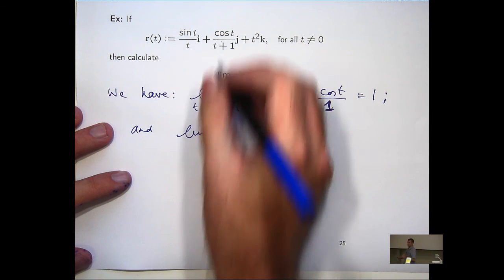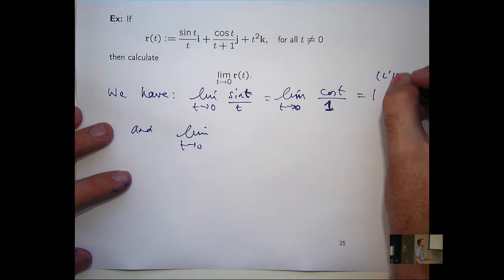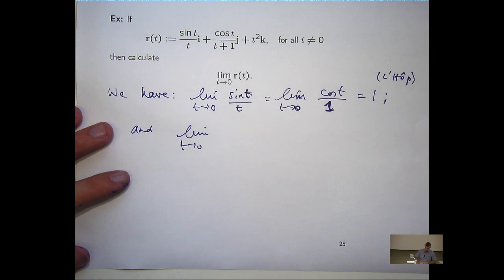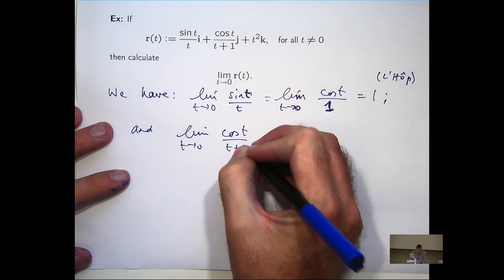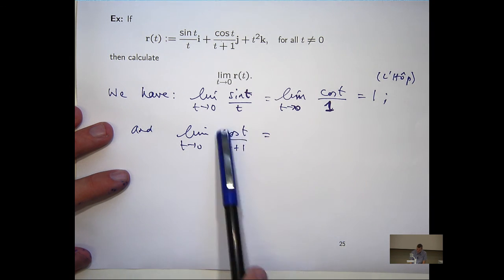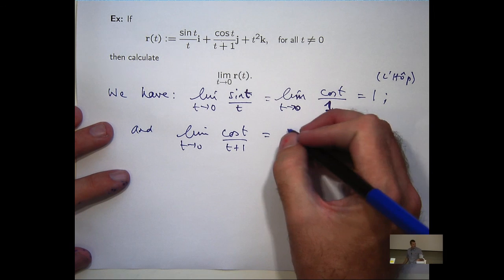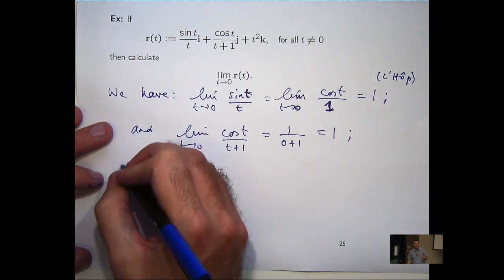So let's look at the limit of the other. So here I've used L'Hopital's rule. Again, that was learnt in first year. So the limit of the second component function, well, limit of the top is going to be cos of 0, so that's 1. Limit of the bottom is also going to be 1, so again I get 1.